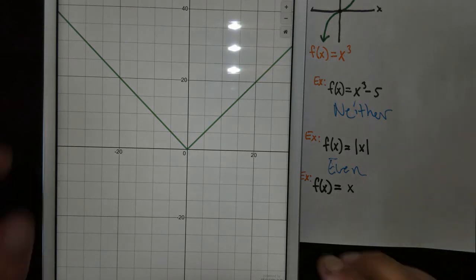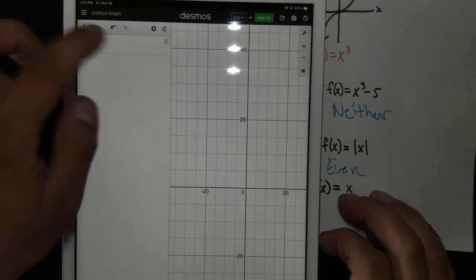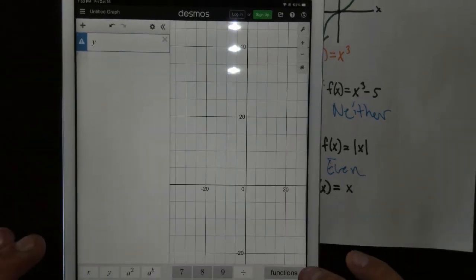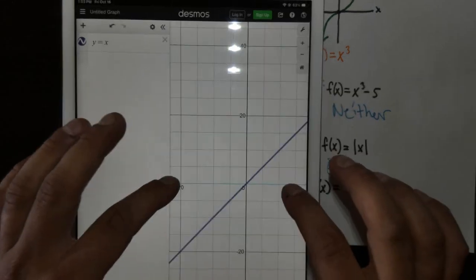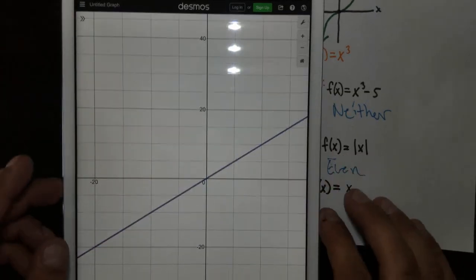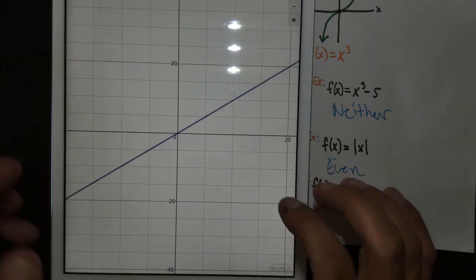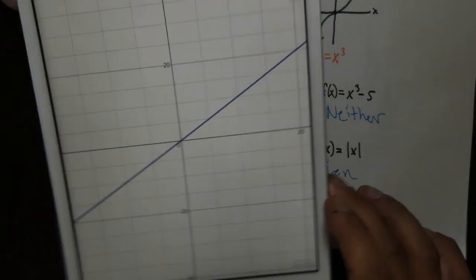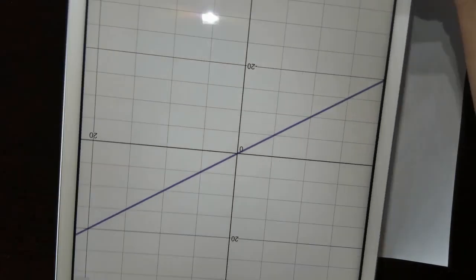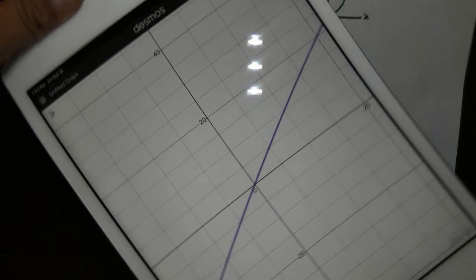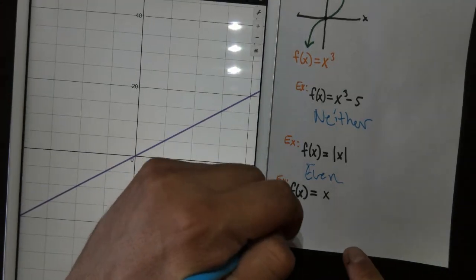And then finally, let's look at f of x equals x. Or rather, y equals x. That's what I'm going to plug in. In here, this looks to me like an odd function. Notice that if I were to turn this upside down, it looks the exact same as if it's right side up. So this is an odd function.